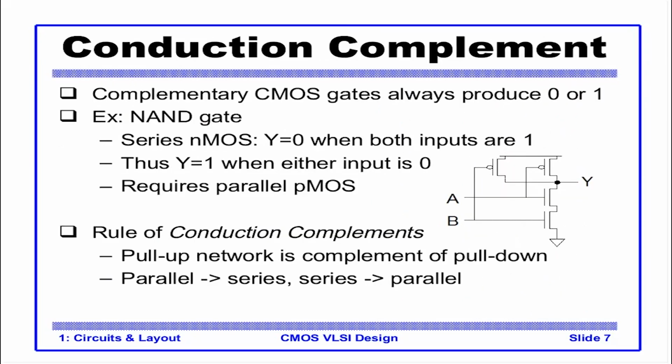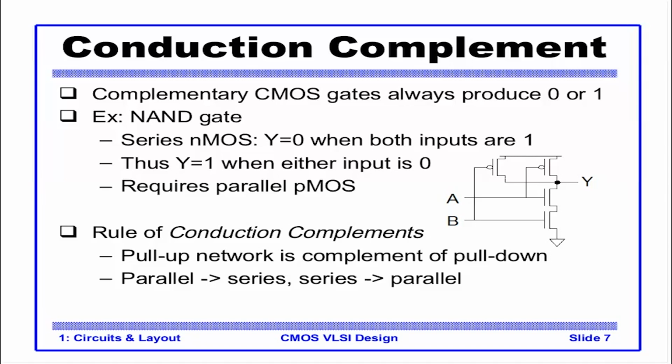Now, as I discussed earlier, I would like to repeat this point that a complementary CMOS gate will always produce either 0 or 1. The rule of conduction complement says that the pull-up network is always the complement of the pull-down network. What it means is that if the pull-down network is series, the pull-up network will be parallel, and vice versa.